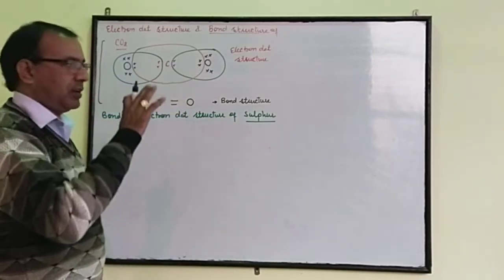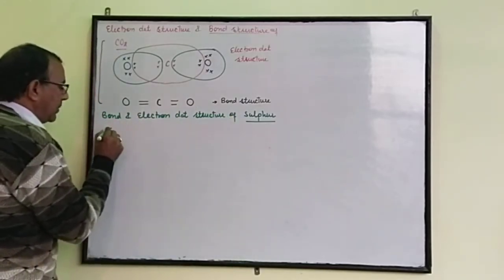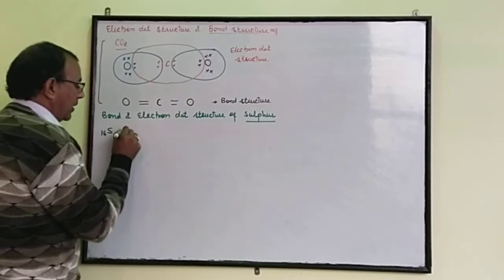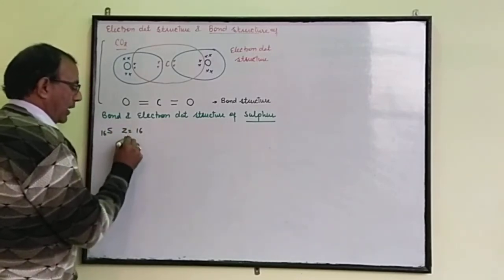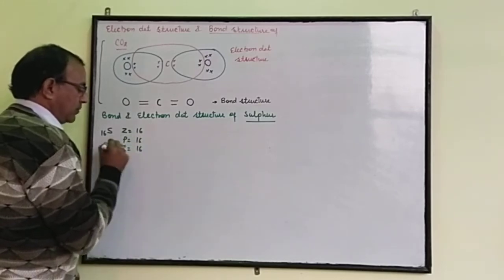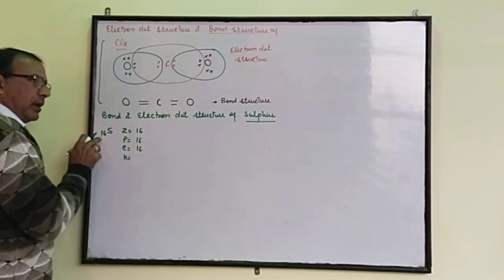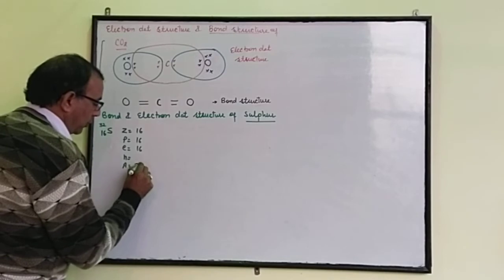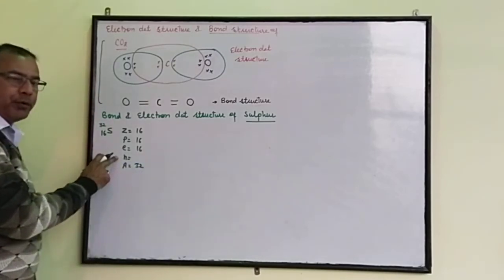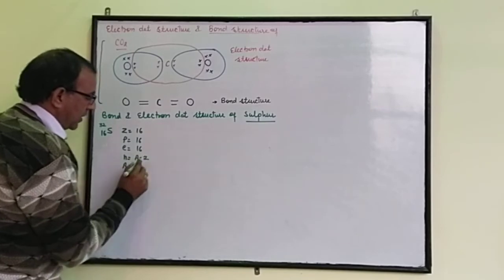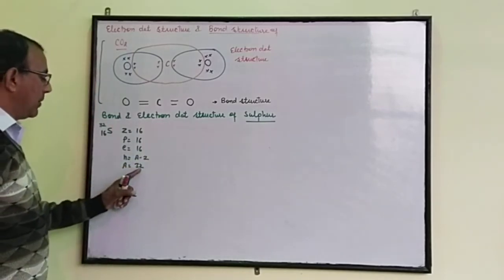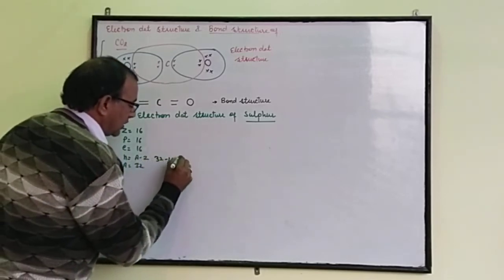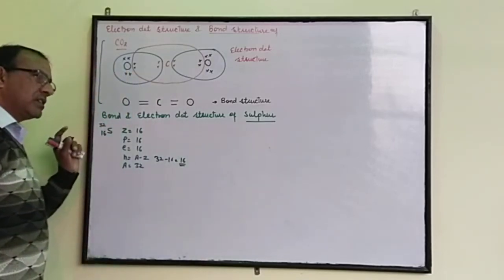Sulfur is represented by S. Sulfur is at number 16, meaning its atomic number is 16. Protons are also 16, electrons also 16. The atomic mass of sulfur is 32. A stands for atomic mass and Z for atomic number, and to calculate the number of neutrons, we use A minus Z. 32 minus 16 equals 16, so the number of neutrons is also 16.